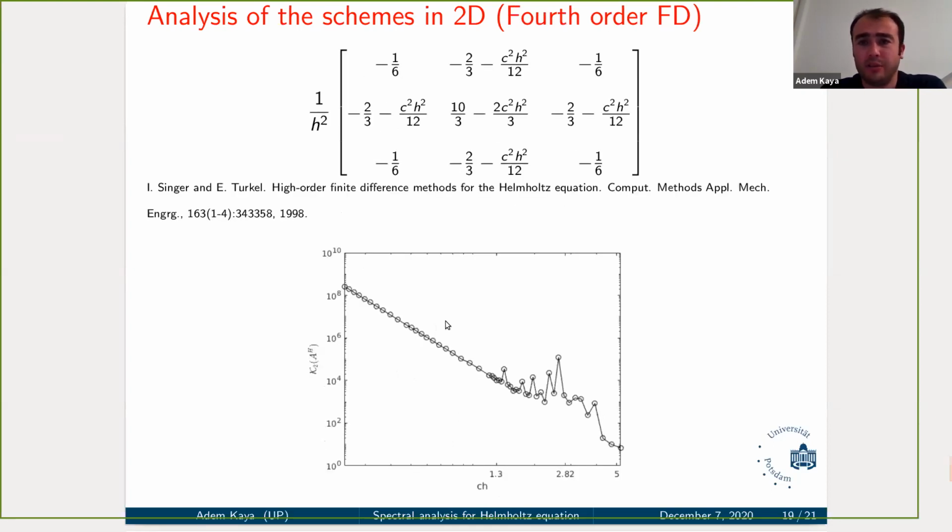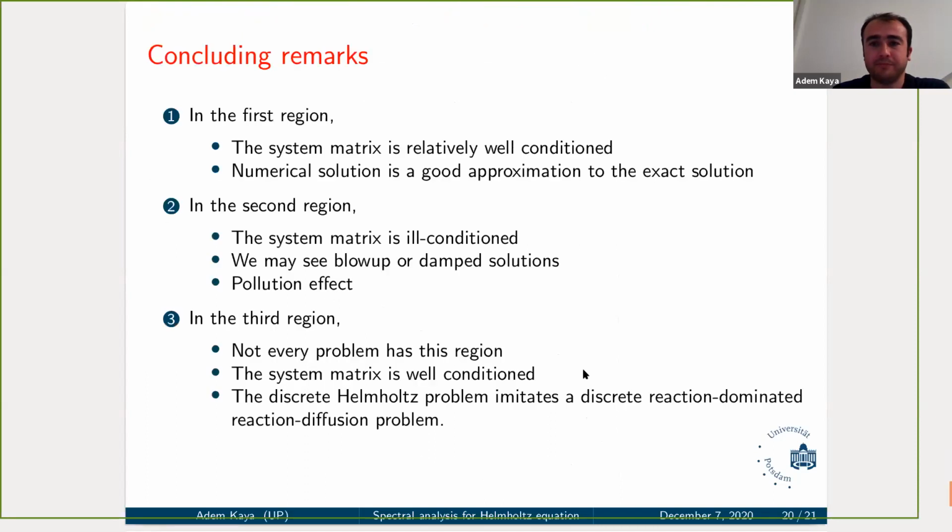And now I consider another finite difference scheme, which is fourth order. It was proposed in this article. It uses a 9-point stencil. In this case, we see that the first region is between 0 and roughly 1.3. And then we see the second region. And finally, in the third region, the condition number tends to 1.